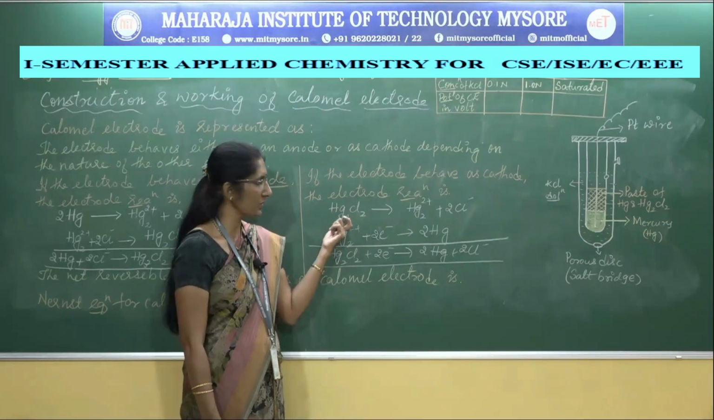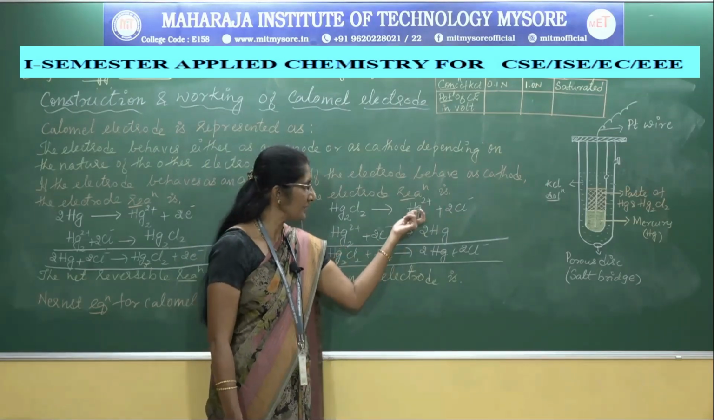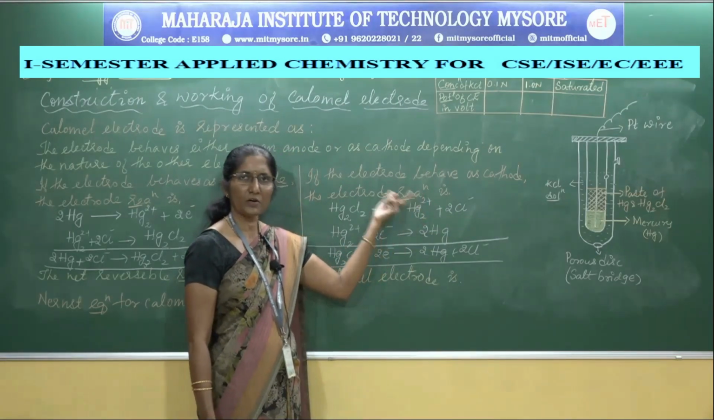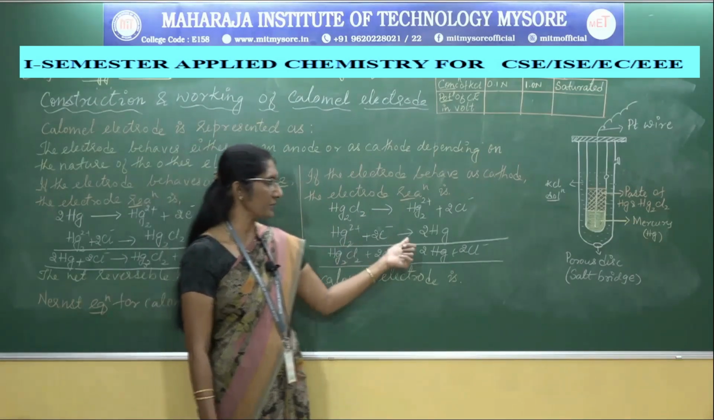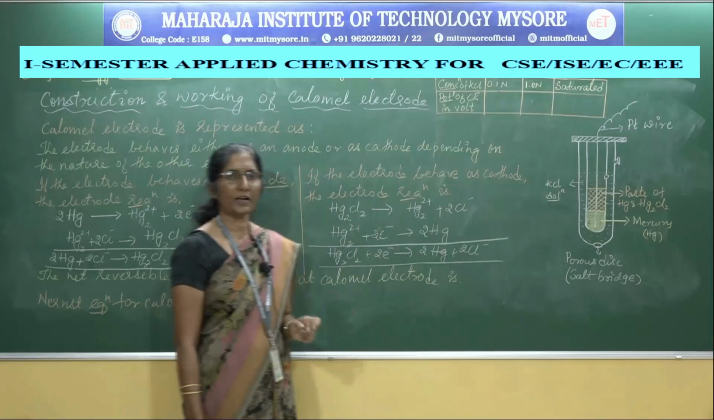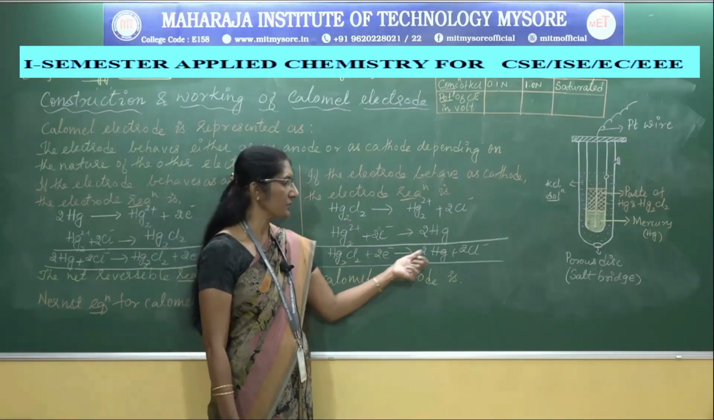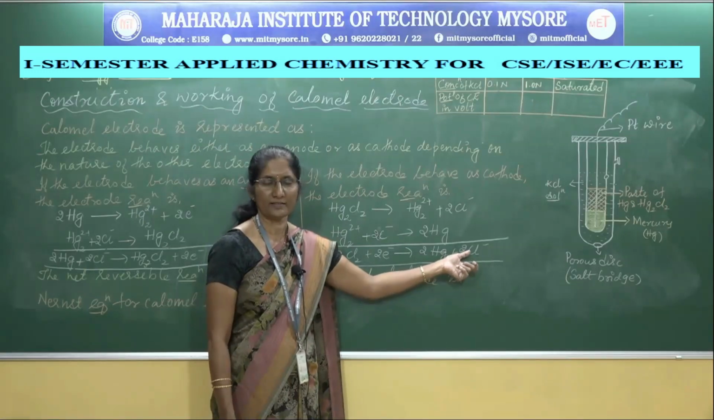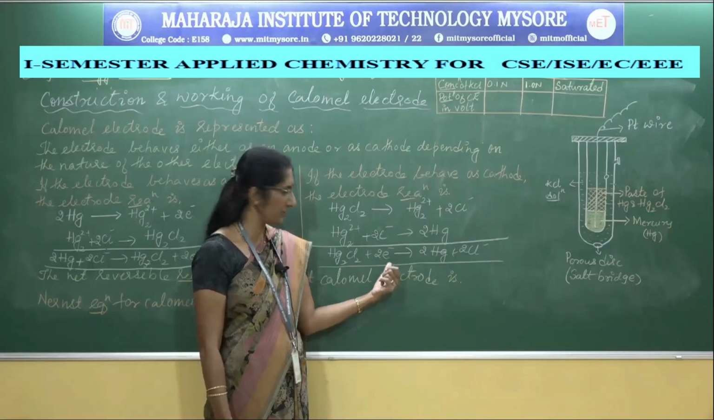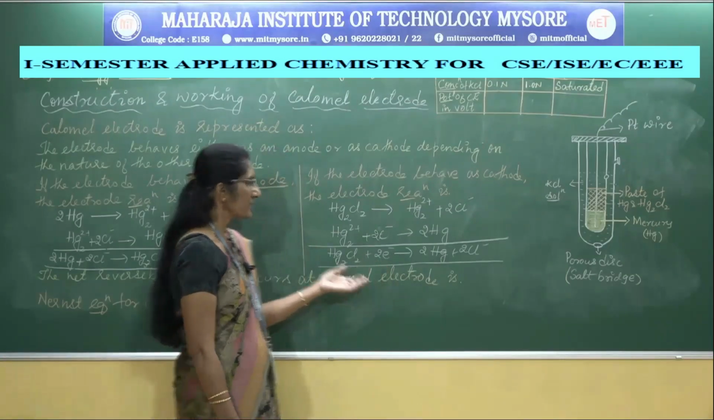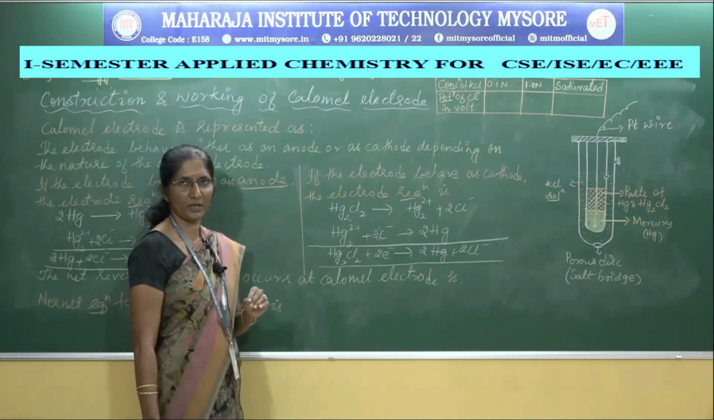First the mercurous chloride ionizes as mercurous ion and chloride ions. This mercurous ion gains electrons, then it is reduced to mercury. So therefore the net reaction is Hg2Cl2 plus 2 electrons gives 2Hg plus 2Cl minus. Reduction reaction means there should be a gaining of electrons, so therefore 2 electrons.